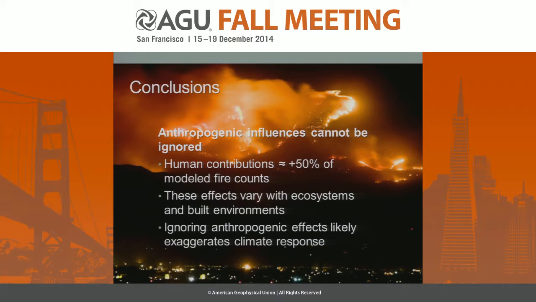I also want to point out that these effects vary, of course, by ecosystems and by characteristics of the built environment. And I also think that by ignoring anthropogenic effects, we're likely exaggerating the climatic response of wildfire to changes in rainfall patterns and that sort of thing. So that's my findings. Do you guys have any questions?